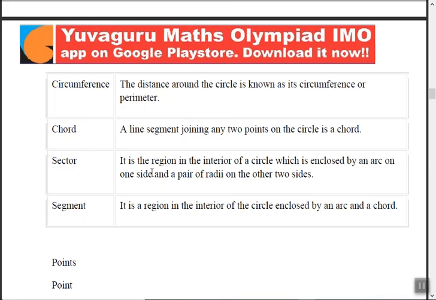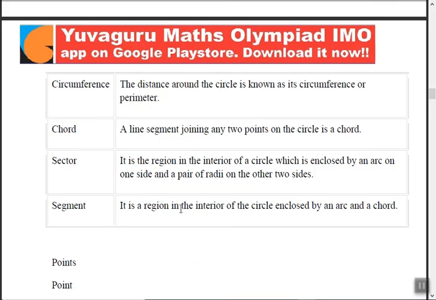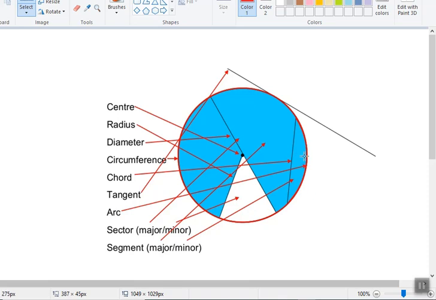Sector. It is a region in the interior of a circle which is enclosed by an arc on one side and a pair of radii on the other. It means, see this sector. What is it saying? Between the circumference and the radii. So this white area is known as a sector. Segment. It is a region in the interior of a circle enclosed by an arc and a chord. See, this is a segment. In the interior of a circle and enclosed by a chord and the circumference.